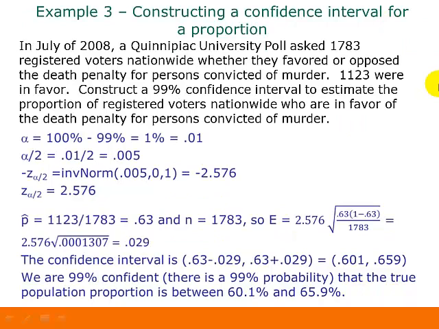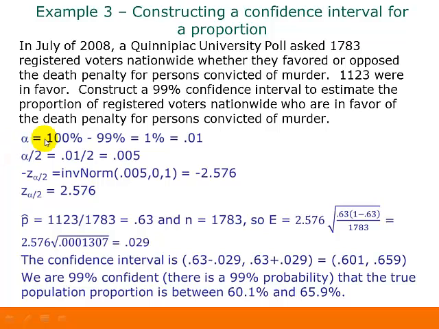Here's a third example. In July of 2008, a Quinnipiac University Poll asked 1,783 registered voters nationwide whether they favored or opposed the death penalty for persons convicted of murder. 1,123 were in favor. Construct a 99% confidence interval to estimate the proportion of registered voters nationwide who are in favor of the death penalty for persons convicted of murder.